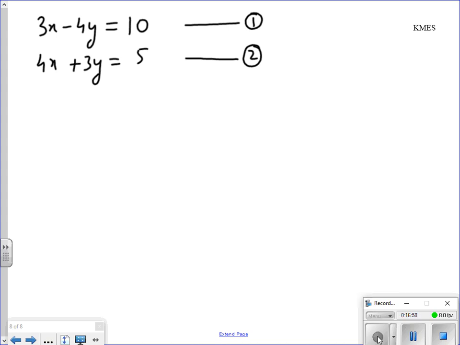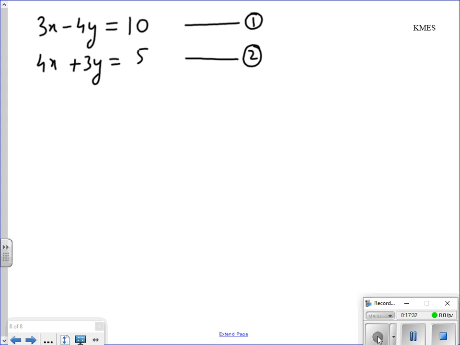Moving on, you can see the two equations over here: 3x minus 4y equal to 10, which is equation 1, and 4x plus 3y equal to 5, equation 2. Now we are going to learn how to solve these simultaneous equations using Cramer's rule. I hope you already remember the steps that we require to find the solution of these equations.